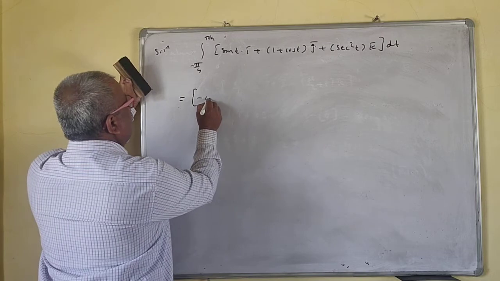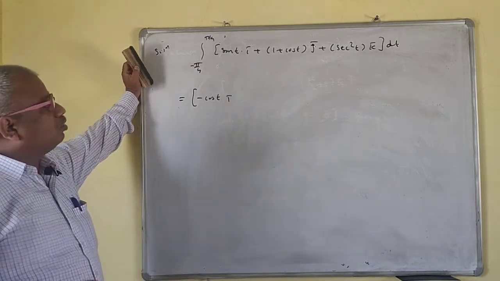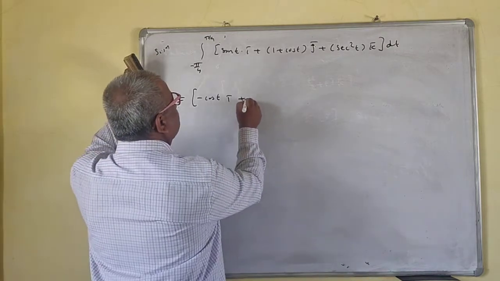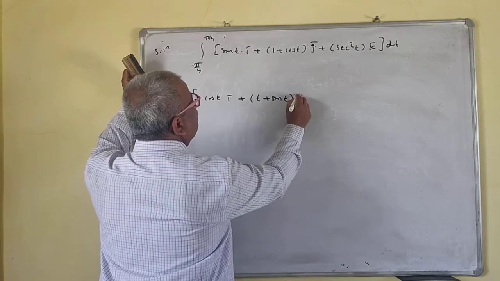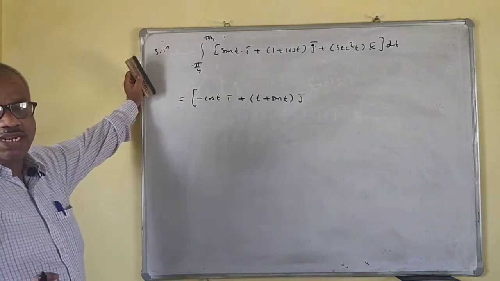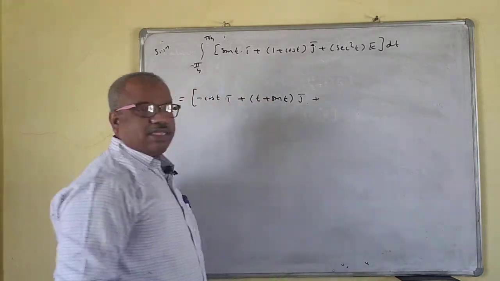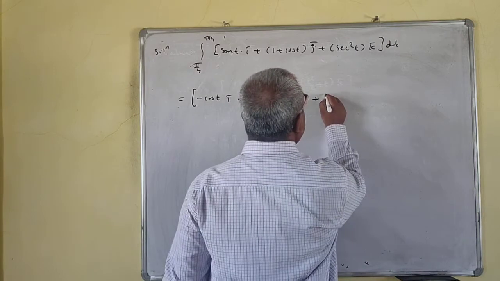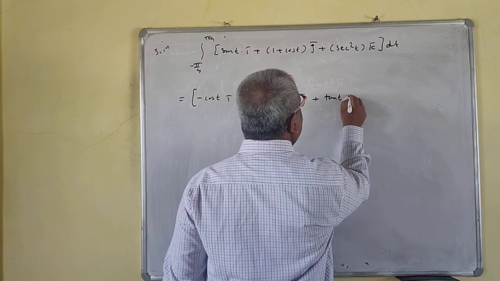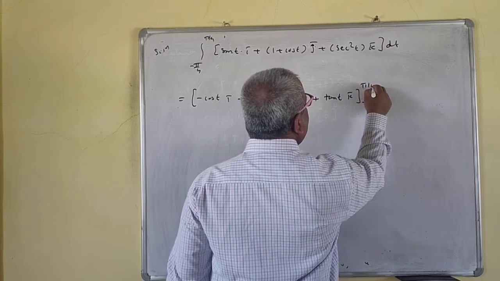So this is minus cos t i bar, because integration of sin t is minus cos, plus t plus sin t j bar. Integration of cos t is sin t, not minus, so it is plus sin t. Derivative of tan is sec square, so integration of sec square is tan. So tan t k bar, from minus pi by 4 to pi by 4.